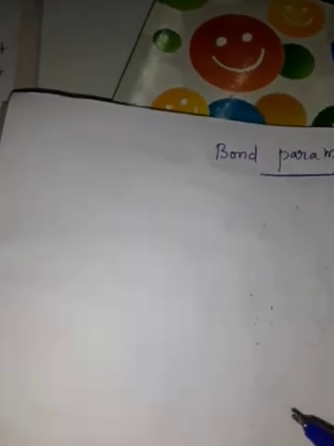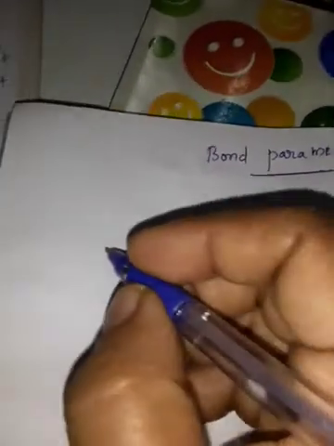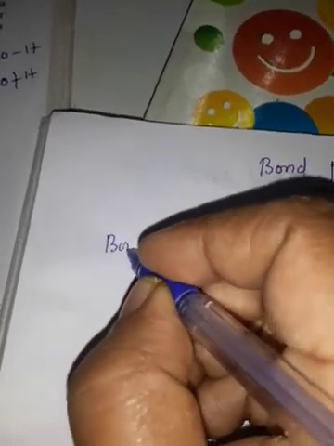Children, next we are going to learn about bond parameters. A covalent bond, already I taught, is formed by sharing of electron pairs between the two atoms. That covalent bond is characterized by some parameters like bond length, bond angle, bond order, resonance, and so on. Now, one by one we can see what is meant by bond length.